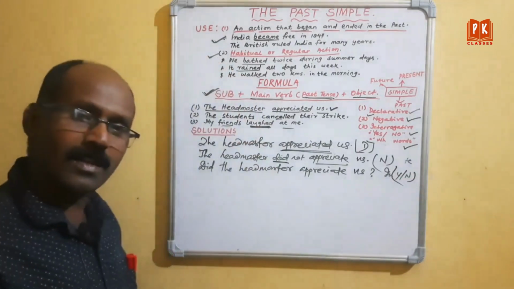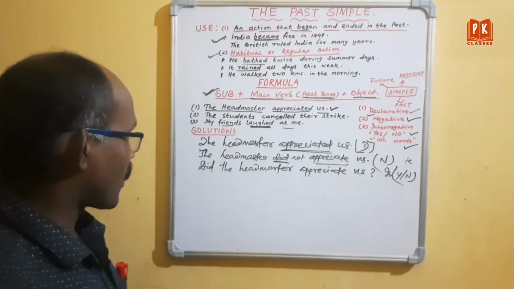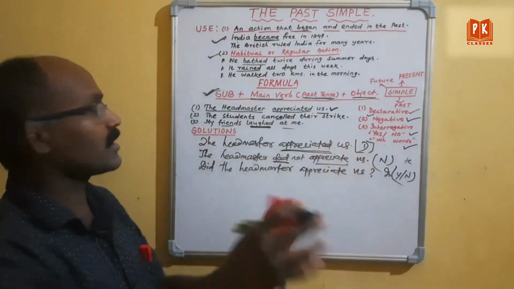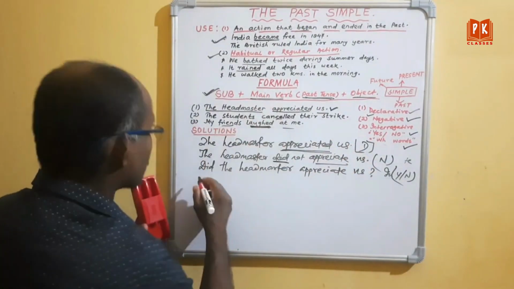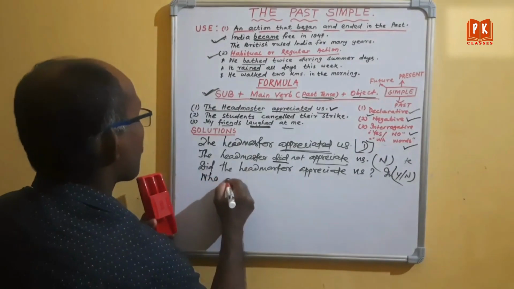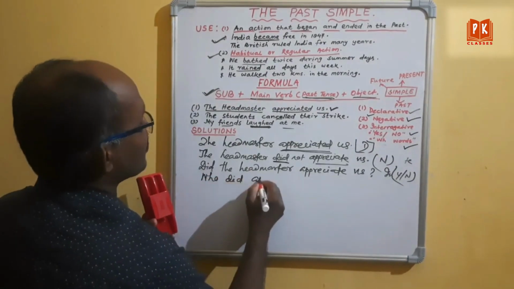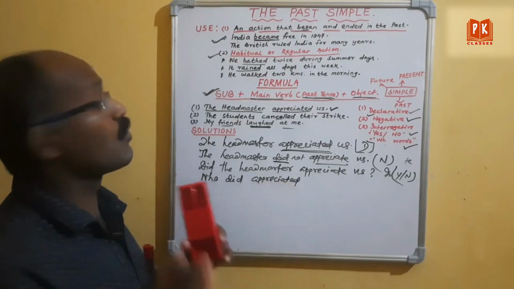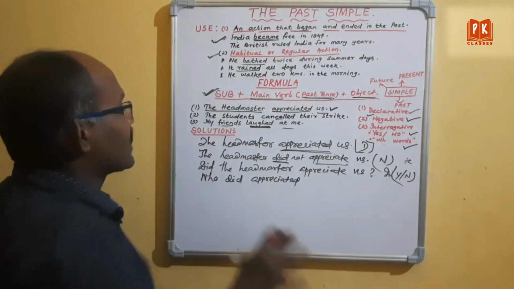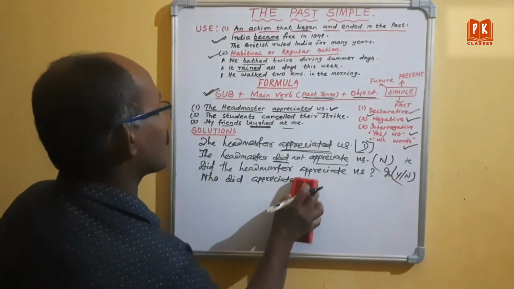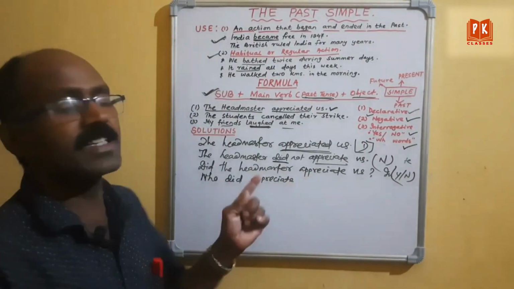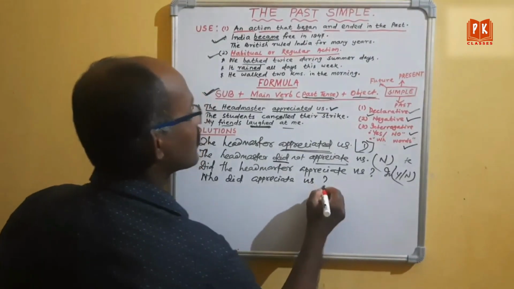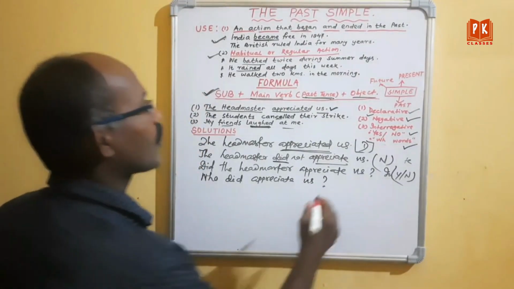Clear? Now come to the WH word. WH. Who appreciated us? Headmaster will come as the answer. The who first. Who did appreciate? Because same thing. You cannot write who appreciated. Appreciated means did plus appreciate. So, who did appreciate us? Clear? It is a WH word.